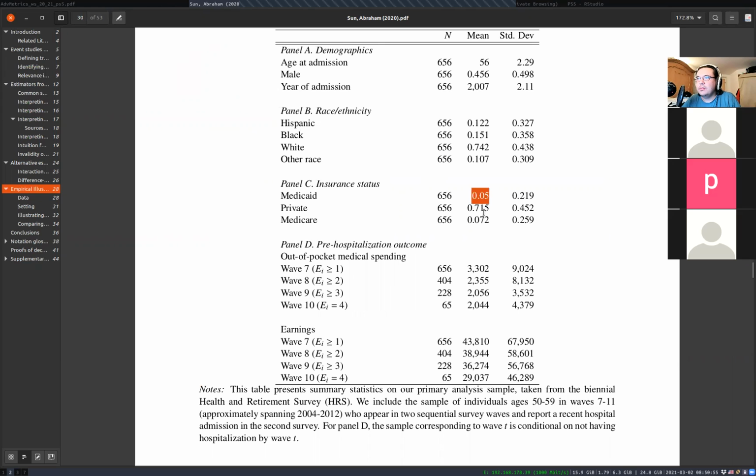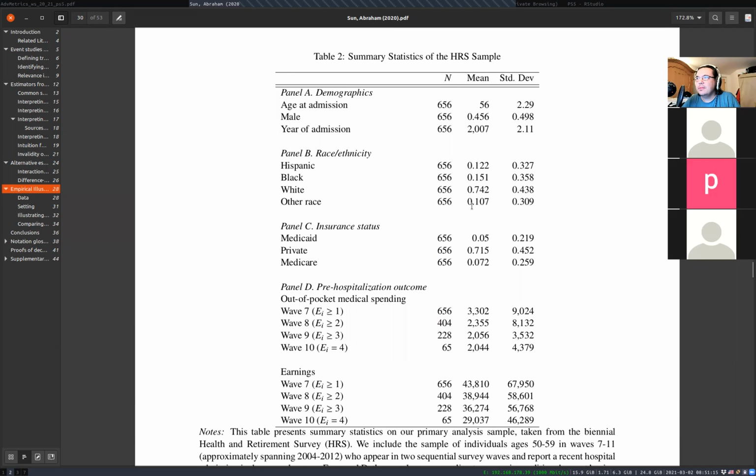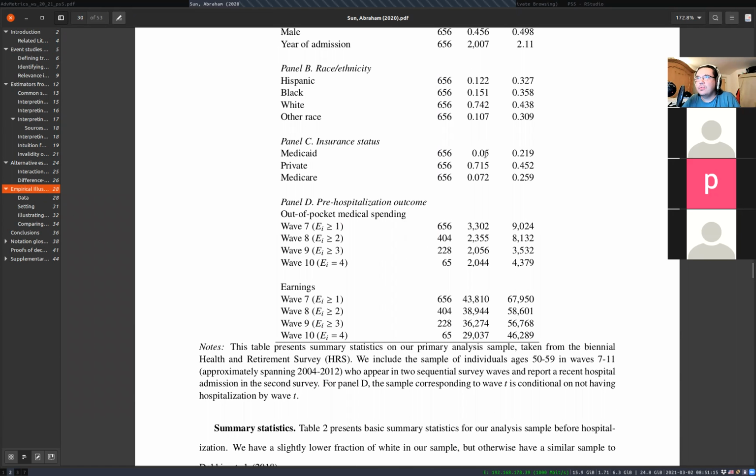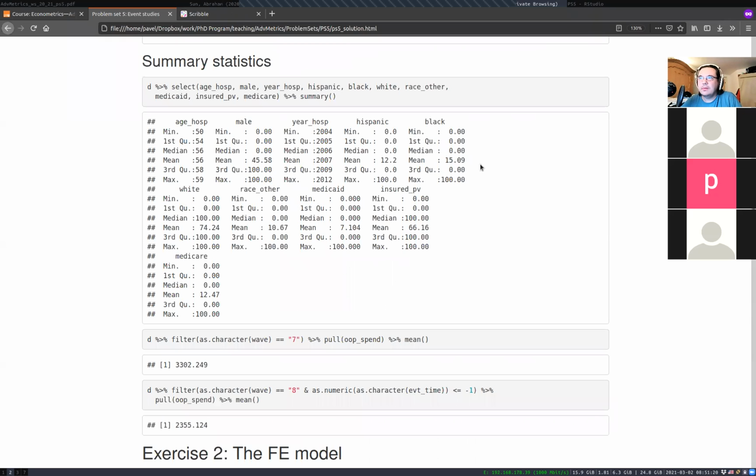Okay, this doesn't look right. I'm not sure why these don't match. So basically everything else reproduces. So yeah, that's kind of a mystery.